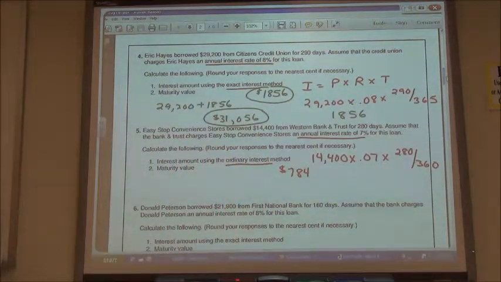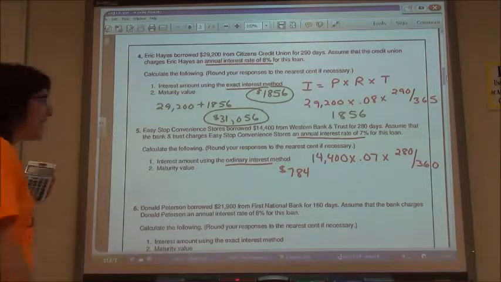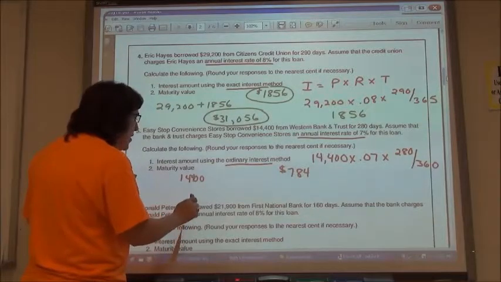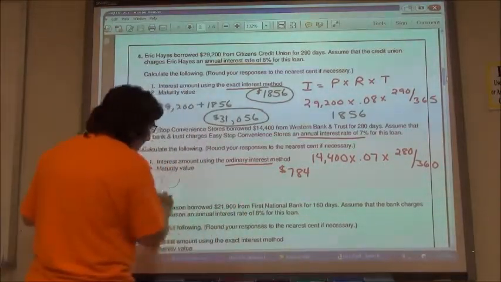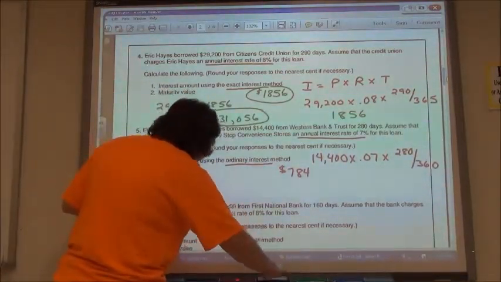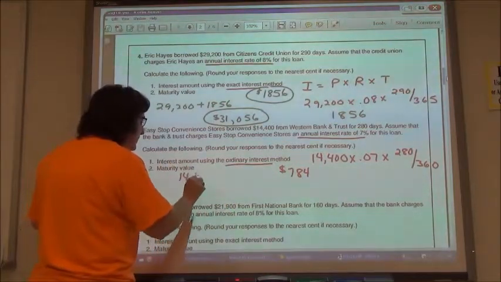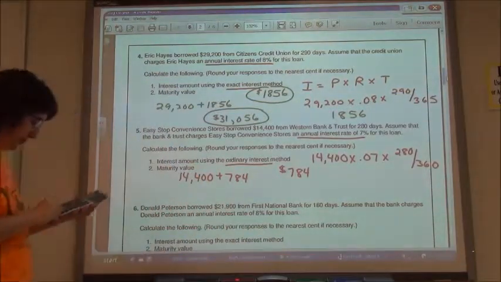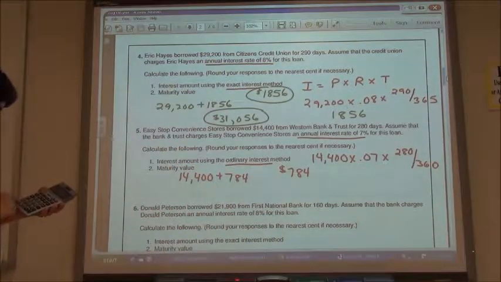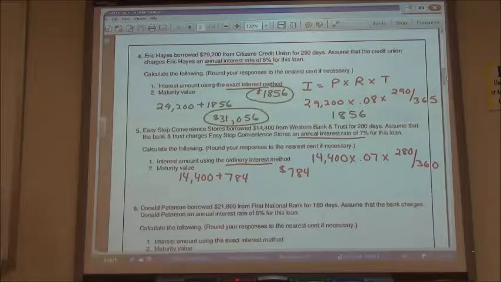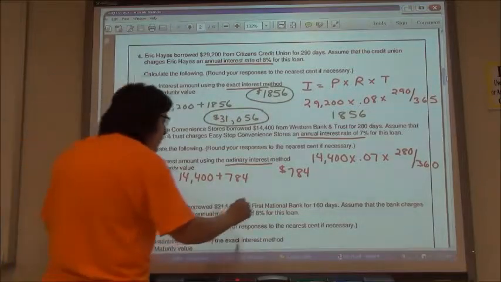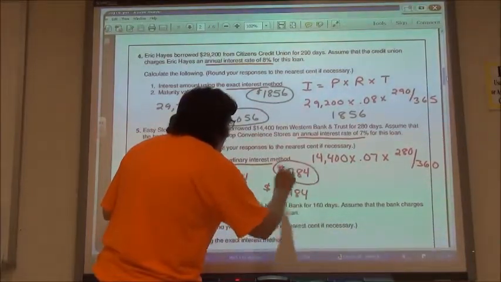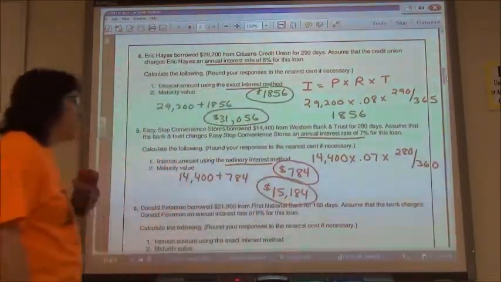I want to know the maturity value. How much does he have to pay back? So we're going to take the 14,400 and add our $784. And so our maturity value is $15,184. Interest and the maturity value.